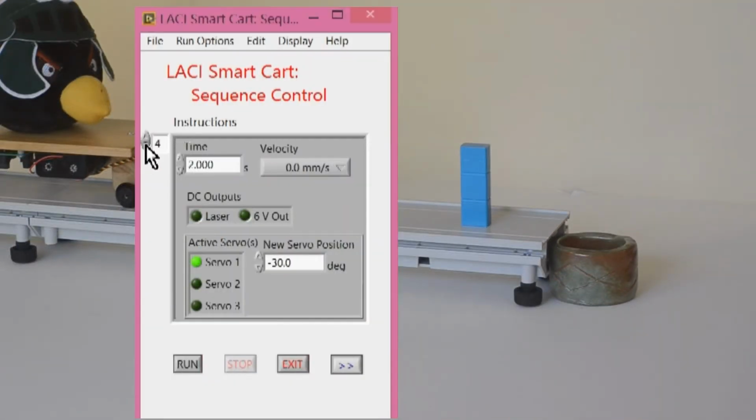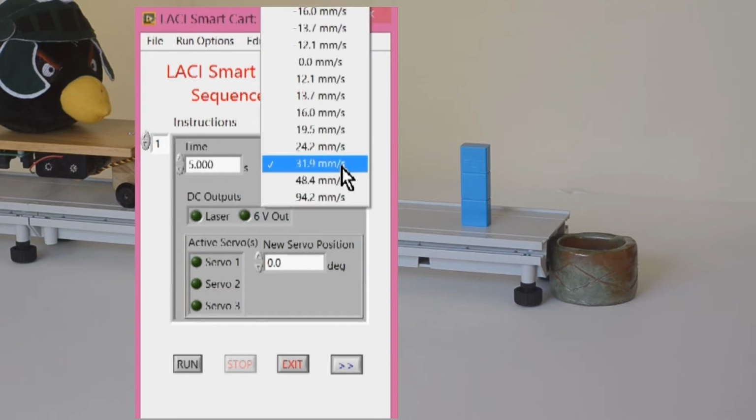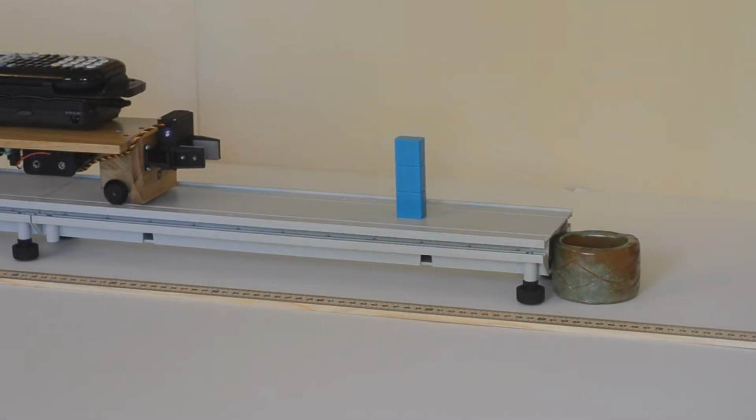it works more efficiently. The control program has several different steps in it that essentially are all about the time of each segment of the motion and the velocity at which it moves. The students have freedom to change the velocity and to change the times.